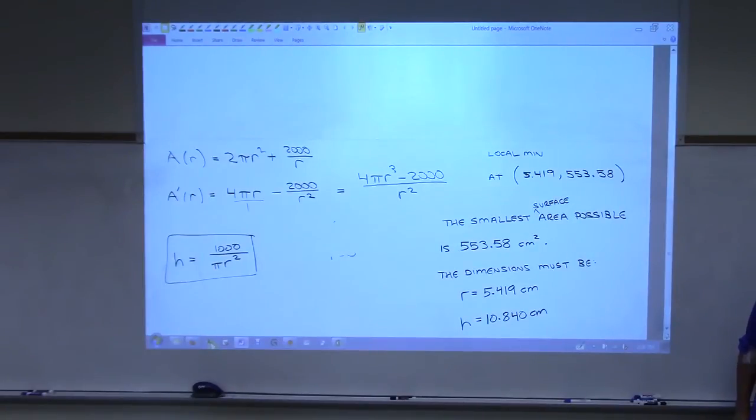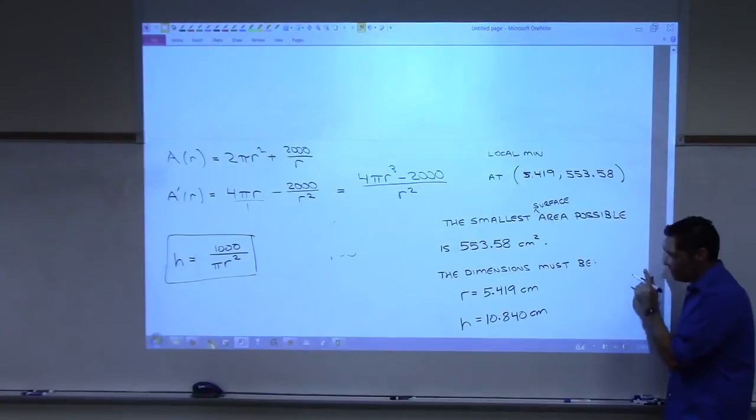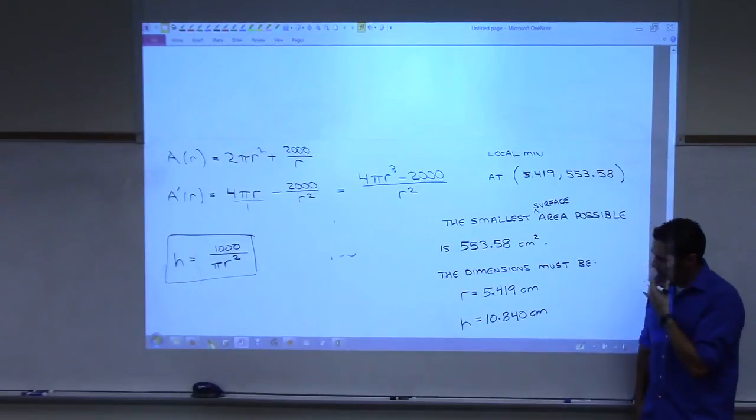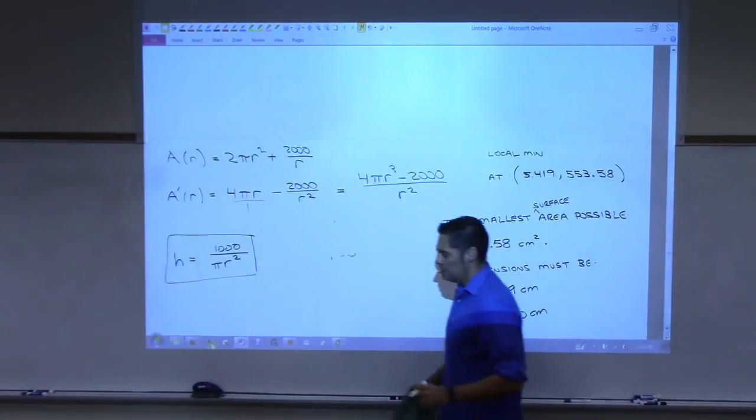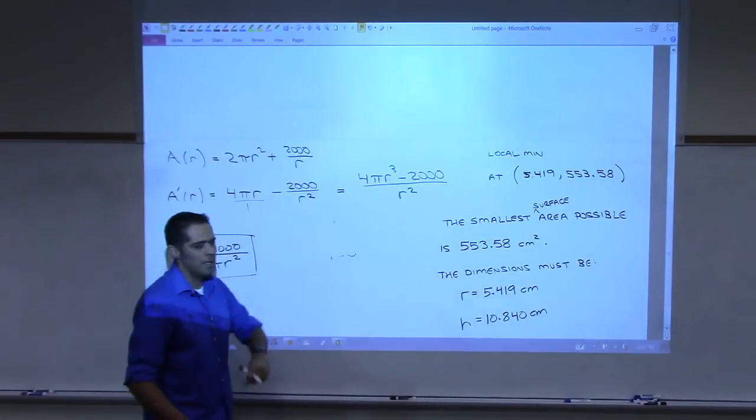That's the smallest area possible, and that's how it needs to happen. Go tell the people who are going to make the machines to build a can. That's what we need.